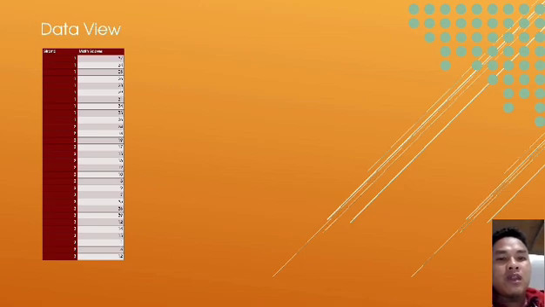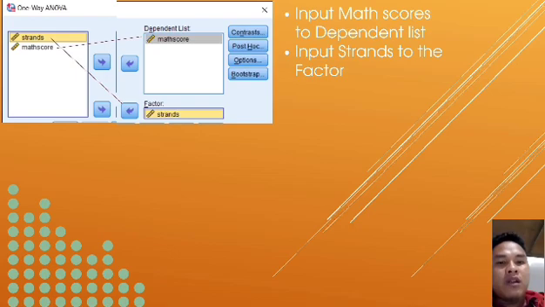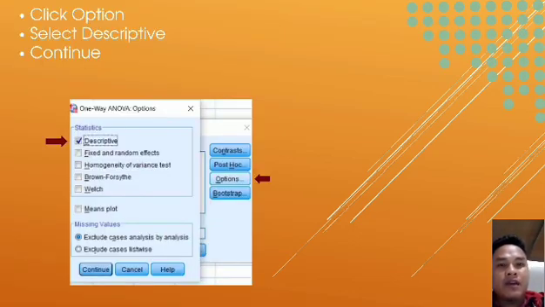Once we have already encoded, just click Analyze, then Compare Means, then One-Way ANOVA. You have to input the math score into the Dependent List, which is the variable we will compare. In the Factor box, what you will input is the grouping variable. So in our example, the grouping variable is the strand. Then once we have entered it, you may just click Options, click Descriptive, then Continue.